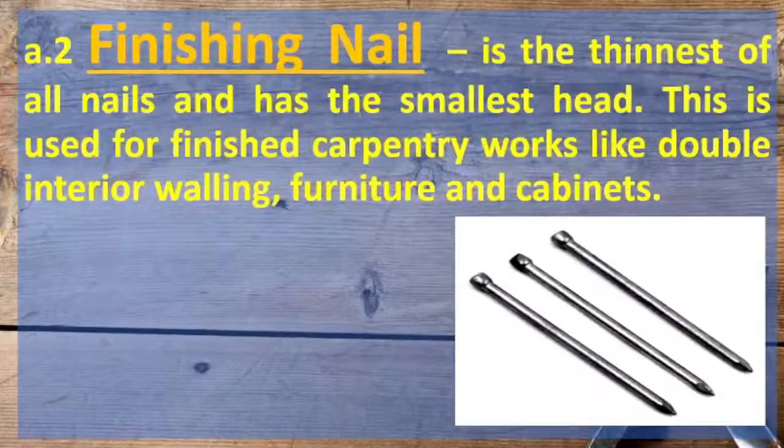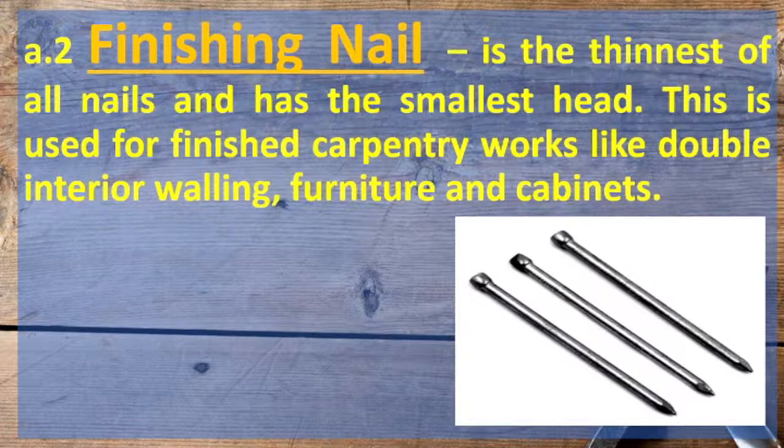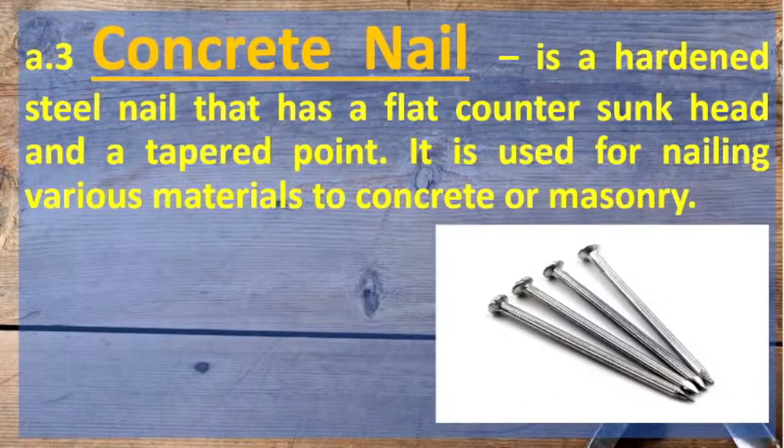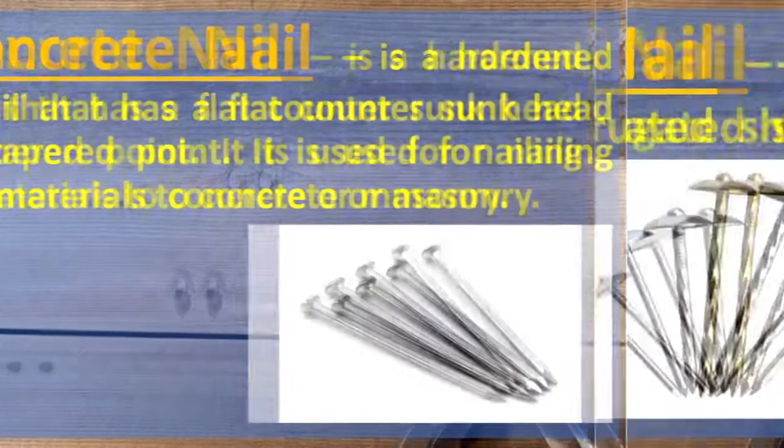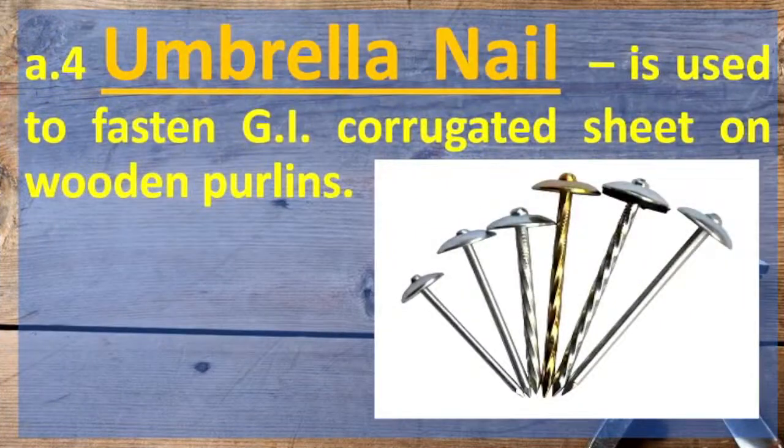Finishing nail. It is the thinnest of all nails and has the smallest head. This is used for finishing carpentry works like interior walling, furniture, and cabinets. Concrete nail is a hardened steel nail that has a flat countersunk head and a tapered point. It is used for nailing various materials to concrete or masonry. Umbrella nail is used to fasten GI corrugated sheet on wooden purlins.